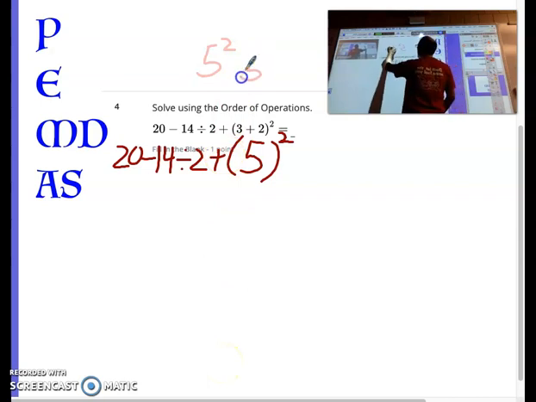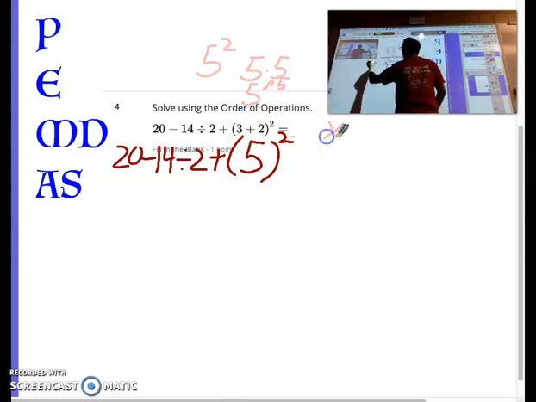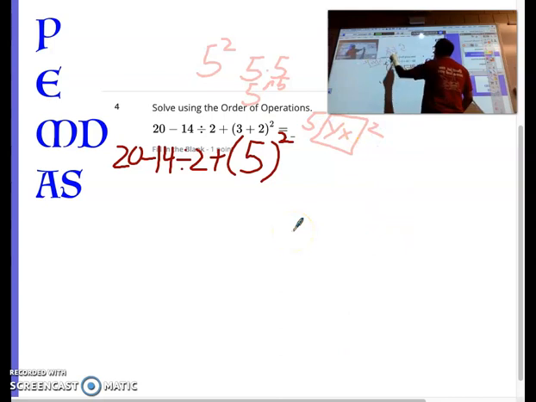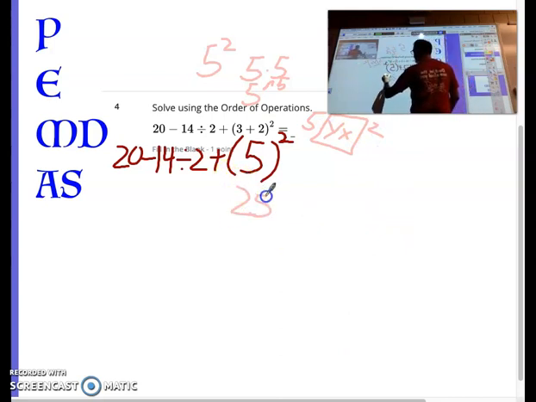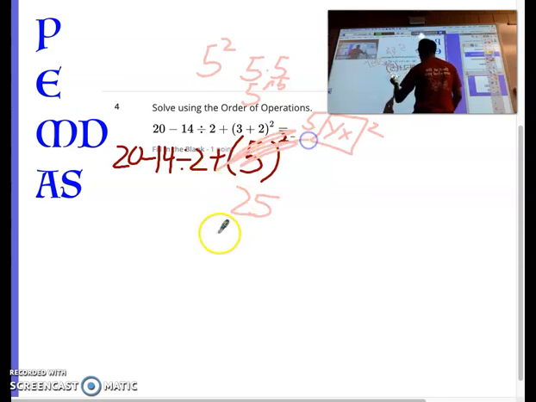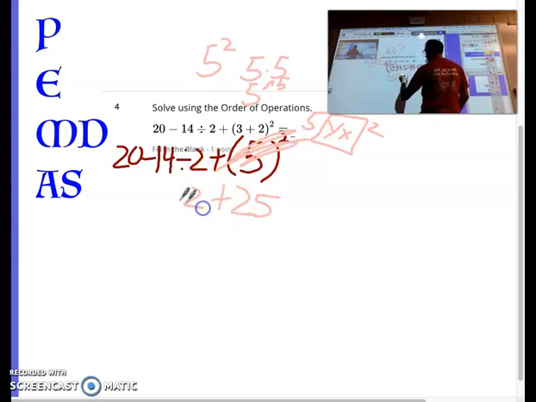We type it into our calculator like this, 5 times 5. Or like this, 5 caret 2. Or if you have the fancy XY button, it would be 5 XY 2. 5 times 5 is 25, so I bring that down. Cross this off as I already did it. Bring down the plus 2 divided by 14 minus 20.